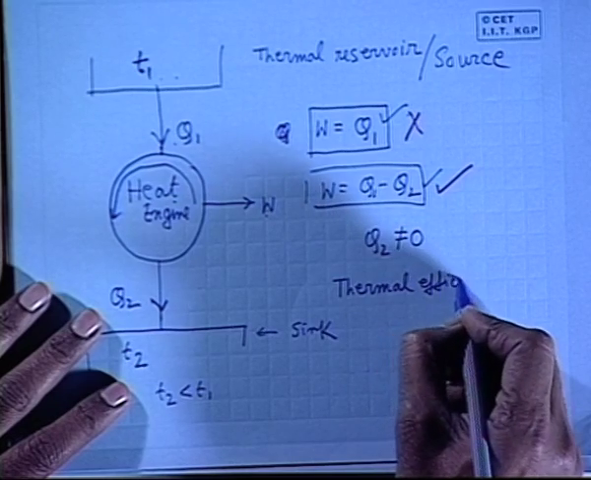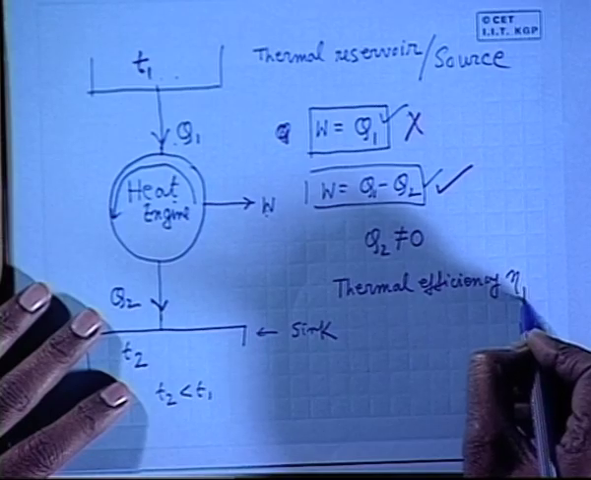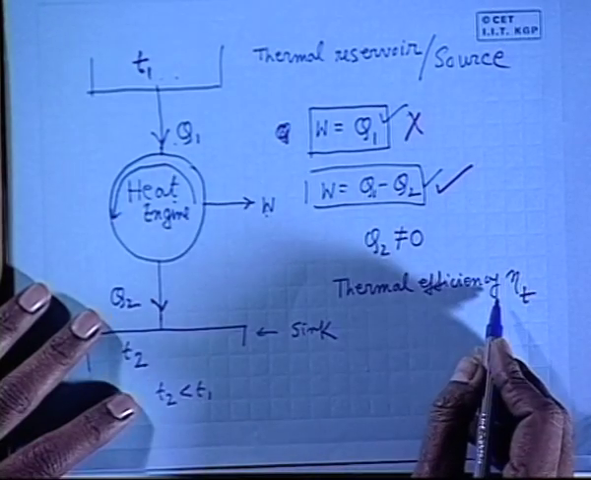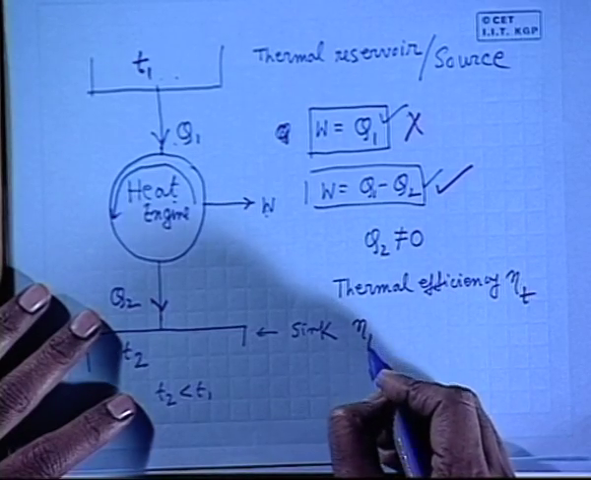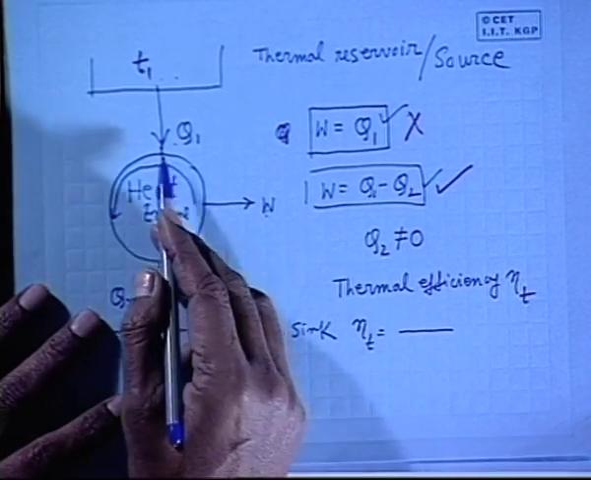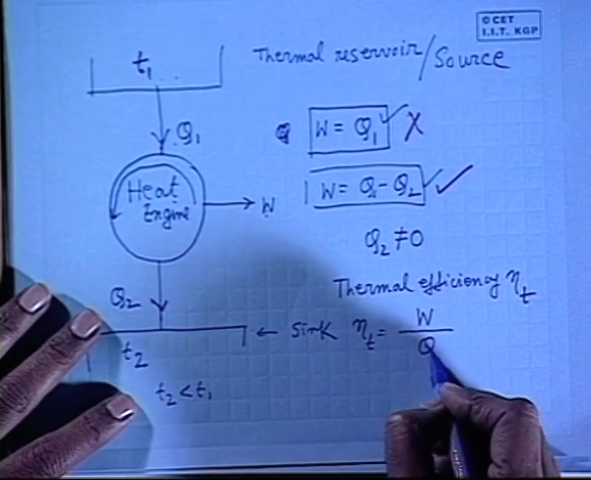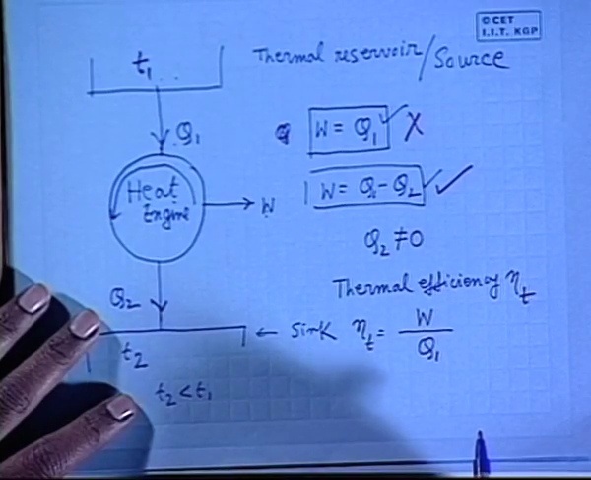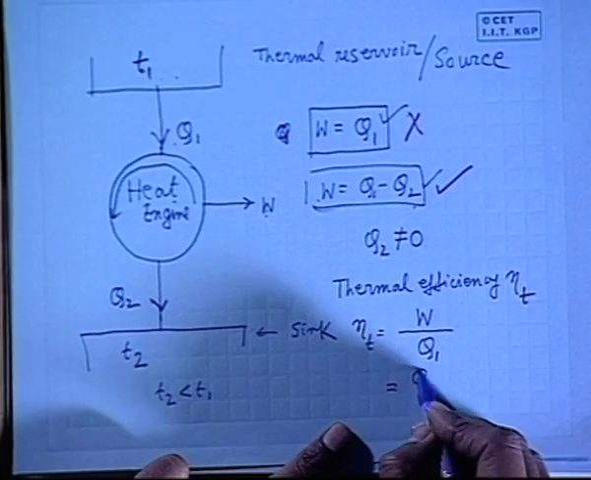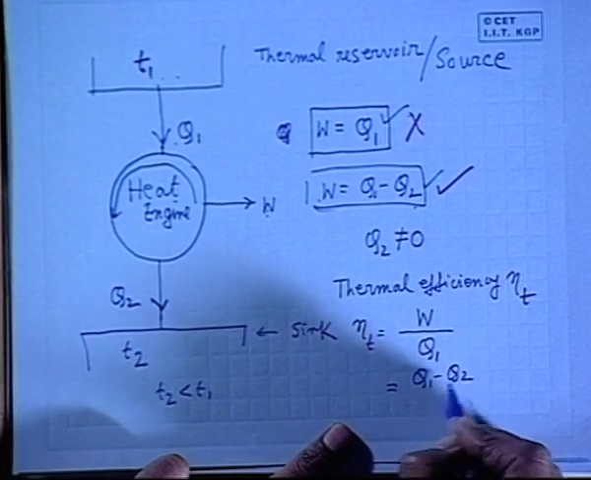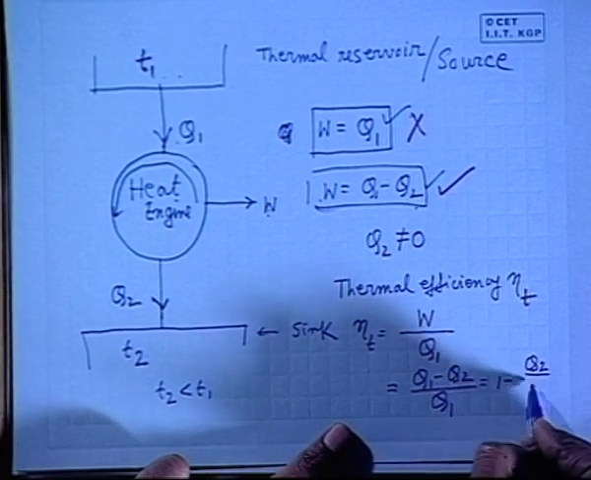What is the definition of thermal efficiency? Eta T, this is related to the heat engine. So, the thermal efficiency of a heat engine determines its effectiveness in converting heat into work. That means work is its output and the input is heat Q1. And from the first law of thermodynamics, from the energy balance, we can write this as (Q1 minus Q2) by Q1, which becomes equal to 1 minus Q2 by Q1.